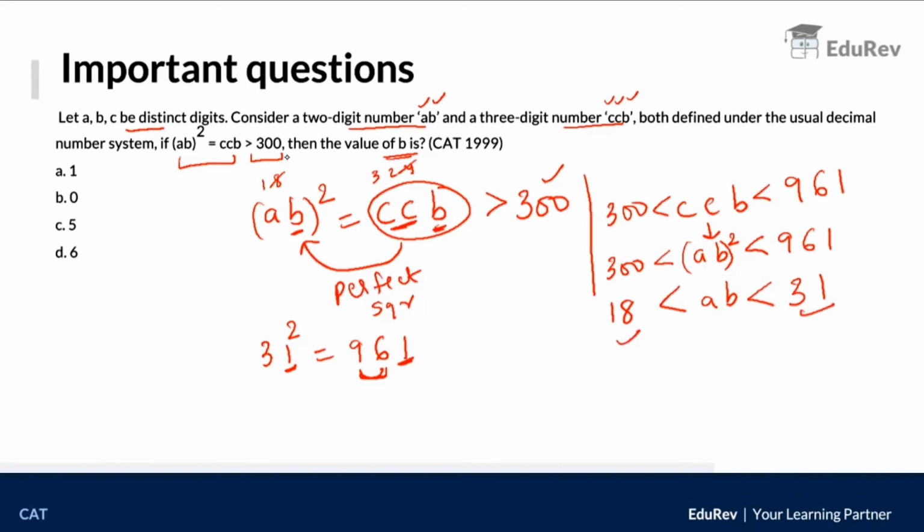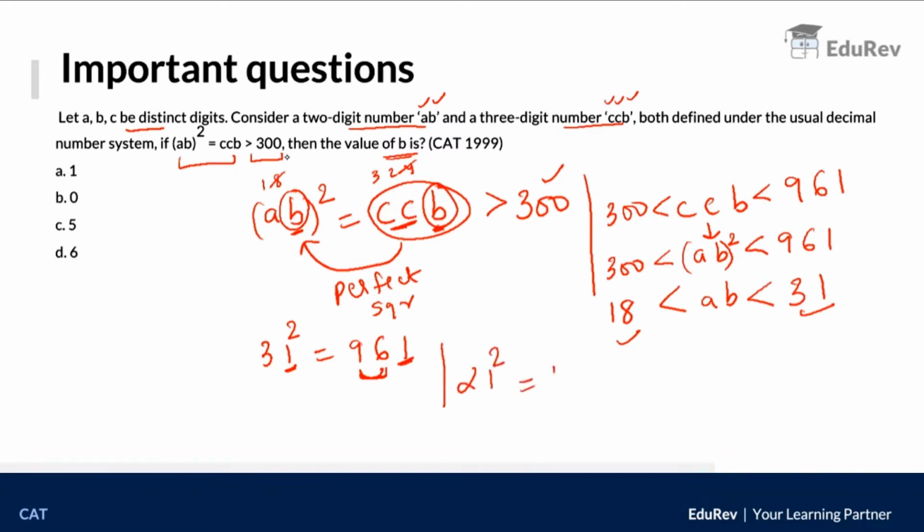Now can you think of a perfect square जिसका unit digit दोनों केस में सेम है? मतलब नंबर का यूनिट डिजिट और स्क्वायर का यूनिट डिजिट is same, and the number should be between 18 and 31. Just pause the video and think about a number. Okay, I will tell you the answer. The number is 21 square.